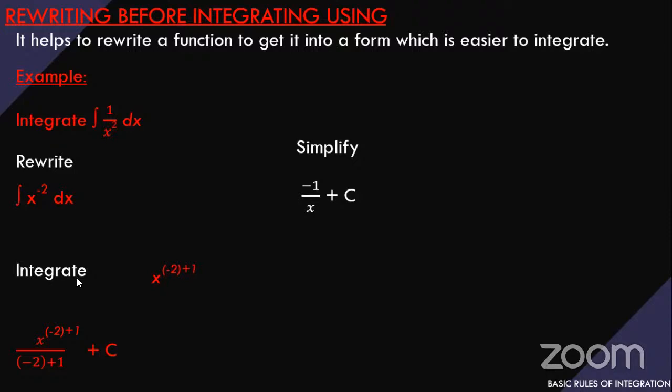When we integrate it, what you are going to get is x raised to the power of minus 2 plus 1 divided by minus 2 plus 1 plus a constant. When we simplify this, what you are going to get is minus 1 divided by x plus c.